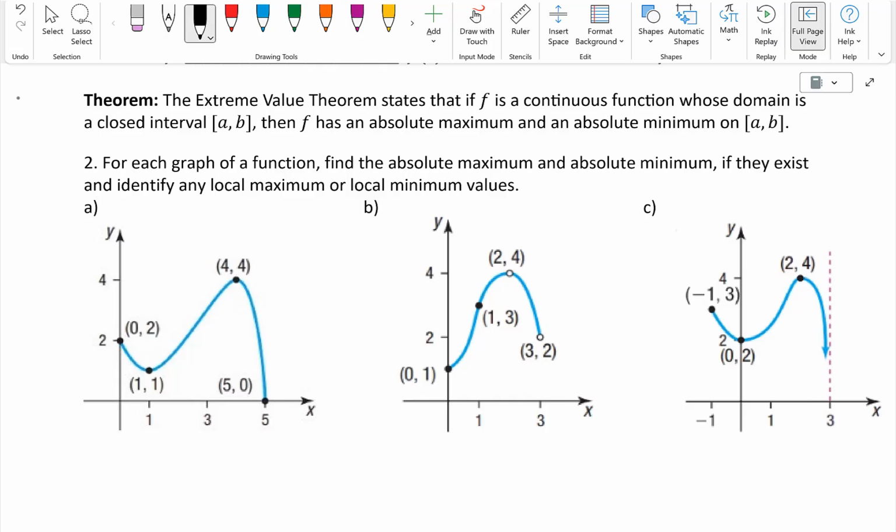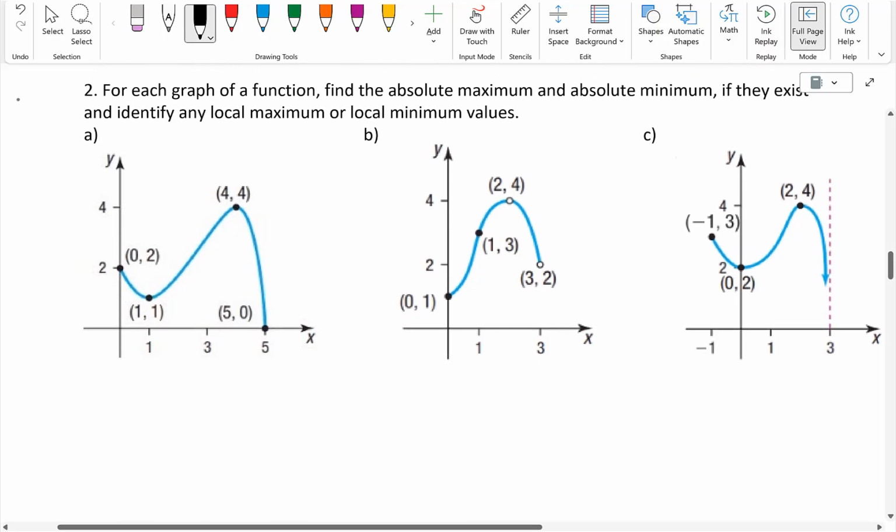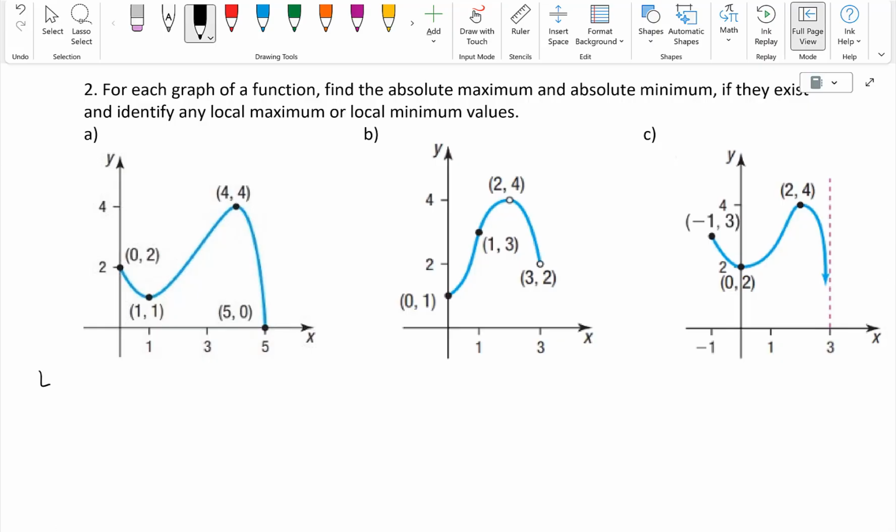For 2, we'll look at a couple of them. For each graph of a function, find the absolute maximum and absolute minimum if they exist, and identify any local maximum or local minimum values. So we'll write out the local first, since we just did a little example with them. Our local min, we can see there's an interval around 1, where we have this lowest point, right? We see that valley there. So we say that we have a local min of 1 at x equals 1. So the minimum value is the y, or the function value. Where it occurs is at the x value. For a local max, we're looking for a peak.